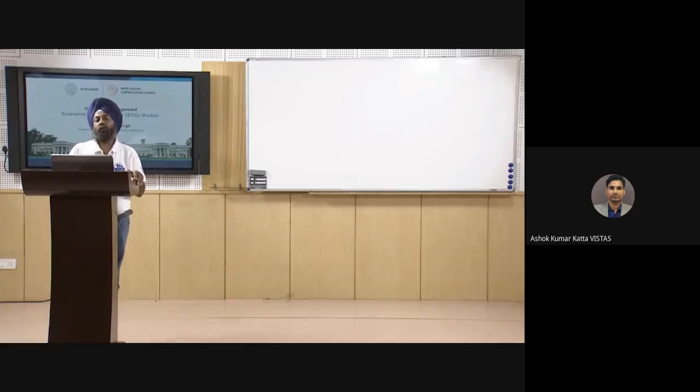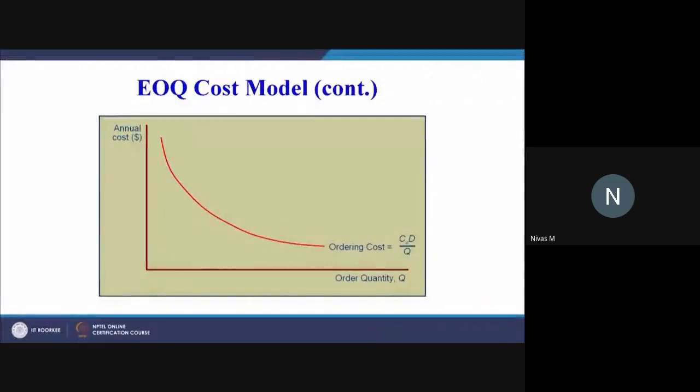Now let us try to find out how these will vary with the quantity, with the parameter Q. This is the annual cost on the y-axis. On the x-axis we have the order quantity. So we can see if the order quantity.